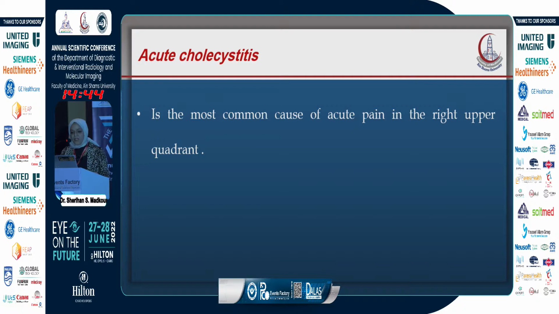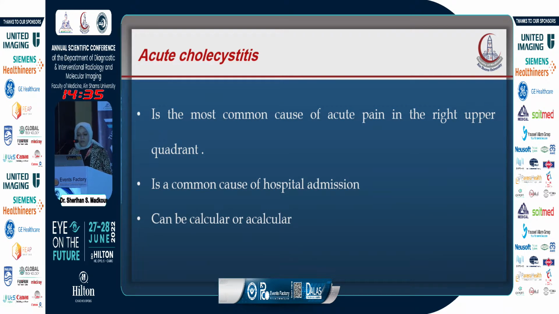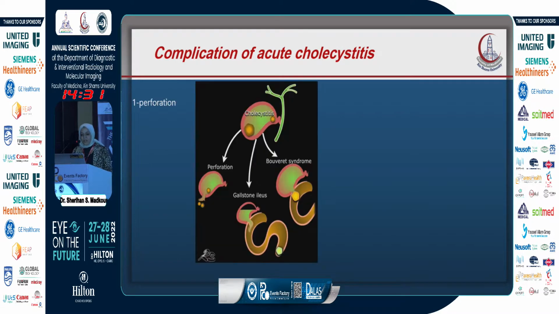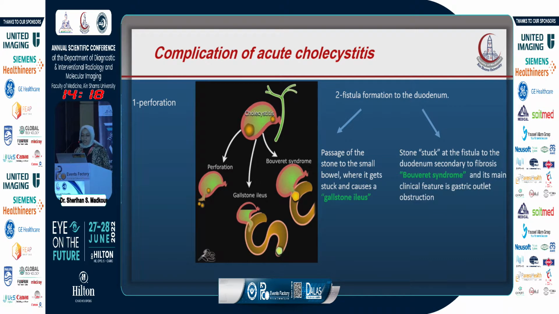Acute cholecystitis is the most common cause of acute pain in the right upper quadrant. It is a common cause of hospital admission and can be calculous or acalculous. Complications of acute cholecystitis: perforation, fistula formation to the duodenum, either with passage of a stone to the small bowel where it gets stuck and causes what is called gallstone ileus, or the stone gets stuck at the duodenum secondary to fibrosis and causes what is called Bouveret syndrome.